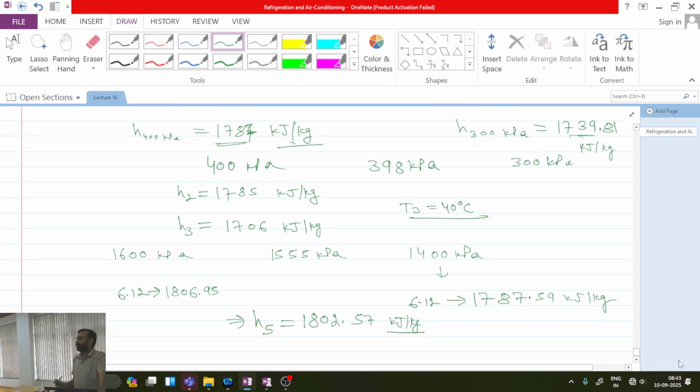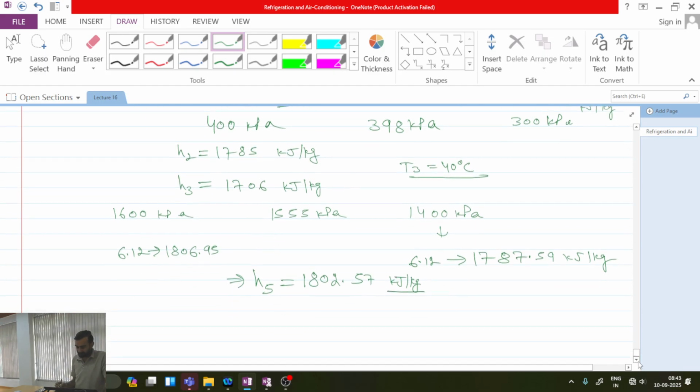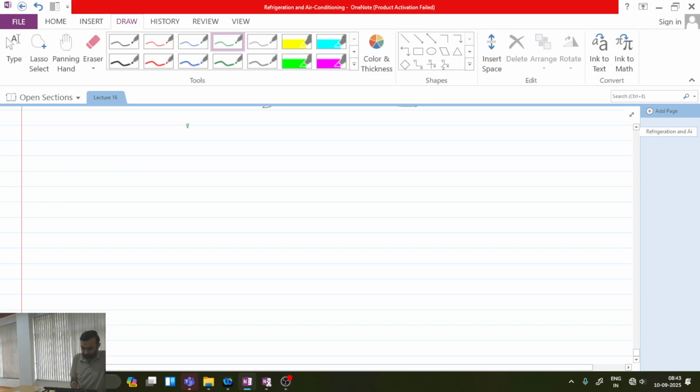Okay. So we have got all the enthalpy values. Once we have all the enthalpy values, can we determine the mass flow rate? What will be the mass flow rate handled by the low stage compressor? M dot 1 will be equal to refrigeration effect divided by H1 minus H9. It is 10 tons of refrigeration, 10 into 3.51 kilowatt, divided by H1 minus H9. Give me the direct value of mass flow rate.